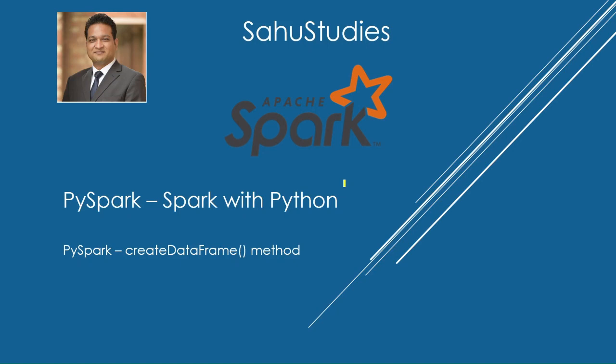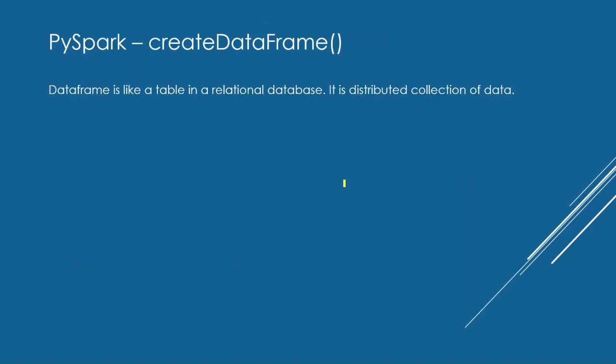In this video, we are going to see how to create a data frame with the help of the createDataFrame function. So, what is a data frame? A data frame is like a table in a relational database. In a table, data is organized in rows and columns. In a data frame, data is also organized in rows and columns. But a data frame is a distributed collection of data. What does it mean? It means that the data frame is present over different executors of a cluster.